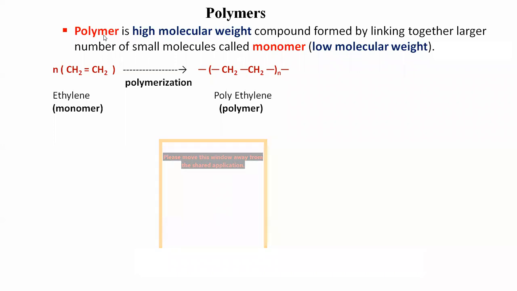So that is the definition. A polymer is a high molecular weight compound formed by repeated linking, or linking together, of a larger number of small molecules called monomers.